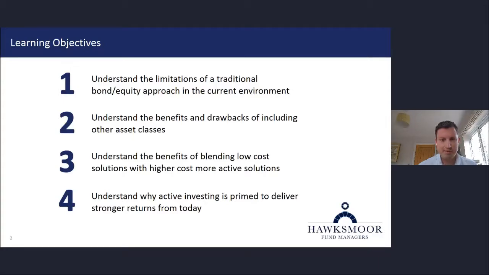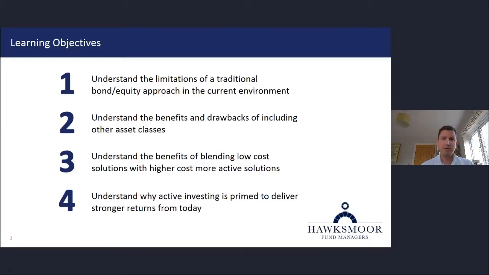Secondly, I want everybody to understand the benefits and drawbacks of a very active approach to asset allocation, which is our approach, looking beyond mainstream equities and bonds in search of assets that can help with the client objective.